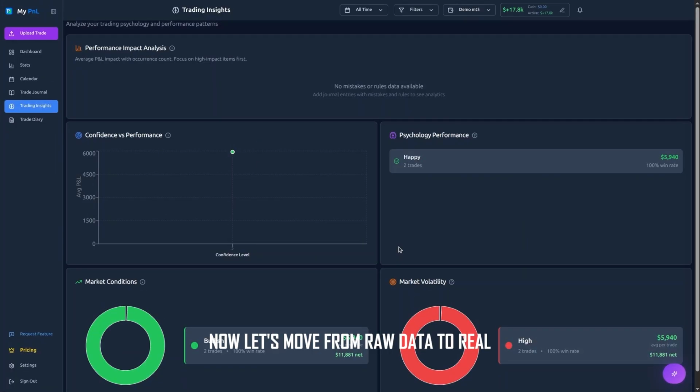Now let's move from raw data to real understanding in the Trading Insights tab. This is where your journal entries transform into actionable analytics. The system automatically analyzes your trading psychology and performance patterns. Right now it's prompting us to add more data on mistakes and trading rules to unlock deeper analysis. But we can already see the powerful connections it's starting to make.